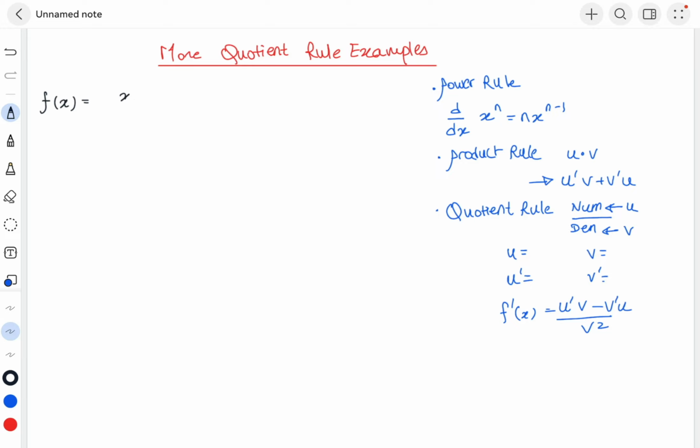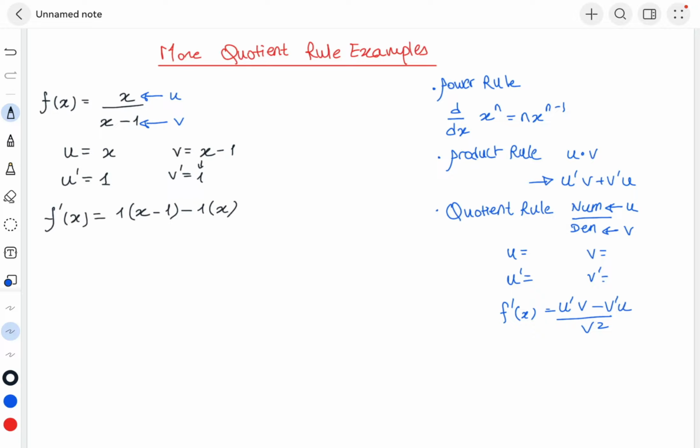f of x is x over x minus 1. As we said, we take the numerator to be u and the denominator to be v. So our u is x, our v is x minus 1. The derivative of x is 1, and the derivative of x minus 1: x becomes 1 and negative 1 becomes 0. And now we just apply u prime v minus v prime u over v squared. So u prime into v minus v prime into u, all over v squared.